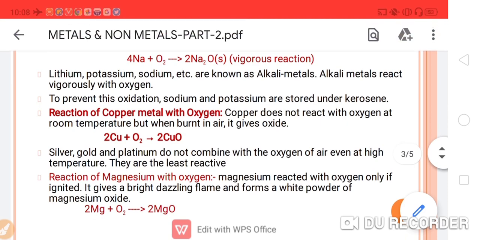Now next, silver, gold and platinum do not combine with the oxygen of air even at high temperature. They are the least reactive, and that is the reason.